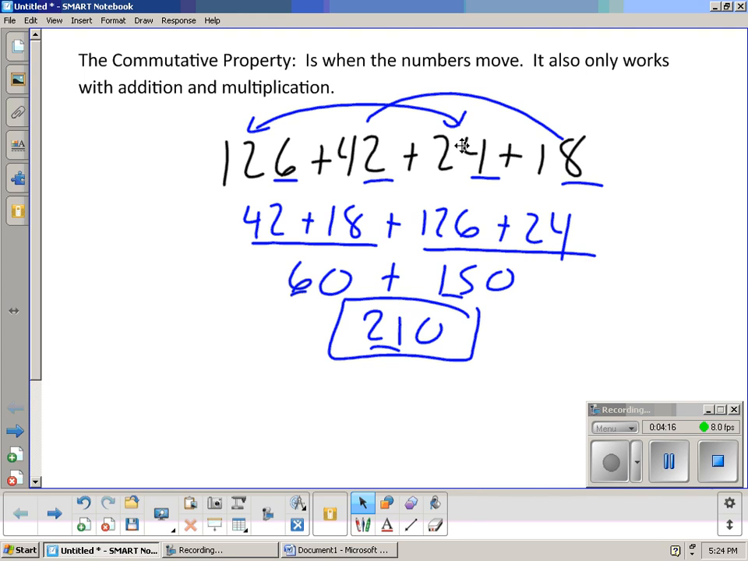And again, it only works with addition and multiplication. And mind you, it does not work in a multiplication problem that has addition in it too. You can't do it that way either. It has to be all 100% addition or all 100% multiplication.